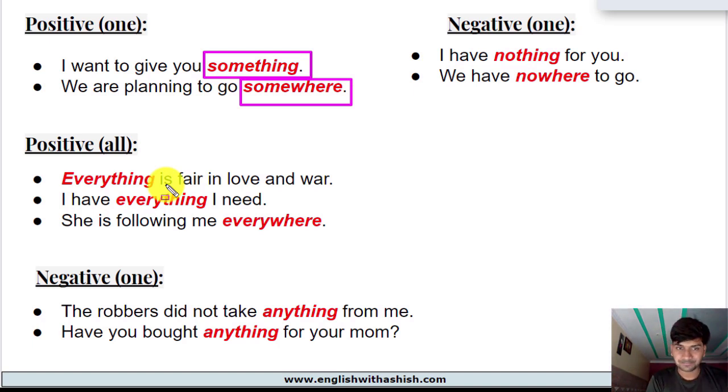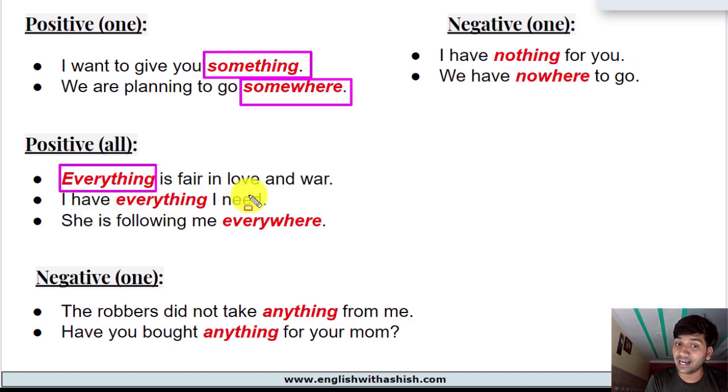Everything, everywhere. Everything is fair in love and war. It's a very common sentence. All of you must have heard it. Everything, all the things in the world, everything is fair. Still singular. Everything is fair in love and war. I like everything about you.